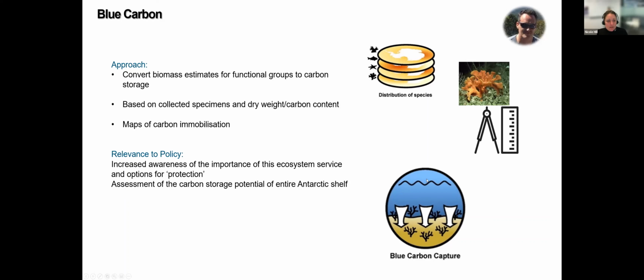And the relevance to policy of this is an increased importance of this ecosystem service and potential options for protection, which have been generating quite a lot of interest in the literature lately. And obviously an assessment of the carbon storage potential for the Antarctic benthic shelf.